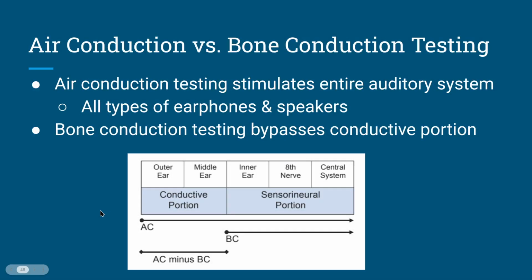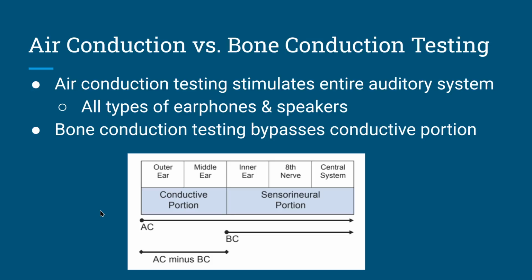So for air conduction testing versus bone conduction testing, the whole point here is to differentiate the components of the middle ear, the conductive portion of the hearing loss versus the sensory neural portion of the hearing loss. The conductive portion of the hearing loss is the outer ear and the middle ear. So the middle ear is probably pretty straightforward for you. We've got middle ear fluid, we've got bones that aren't vibrating because of fluid in the middle ear. We've got bones that are disarticulated, so they're not doing their job appropriately.